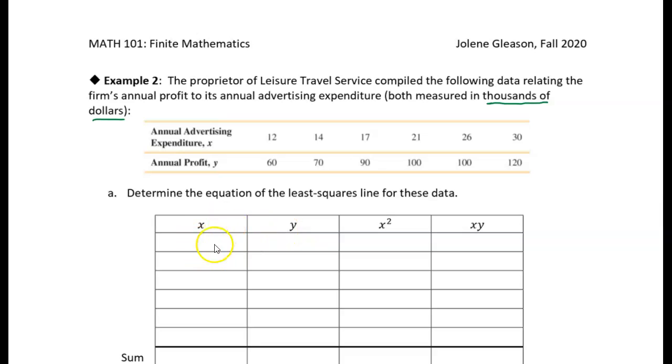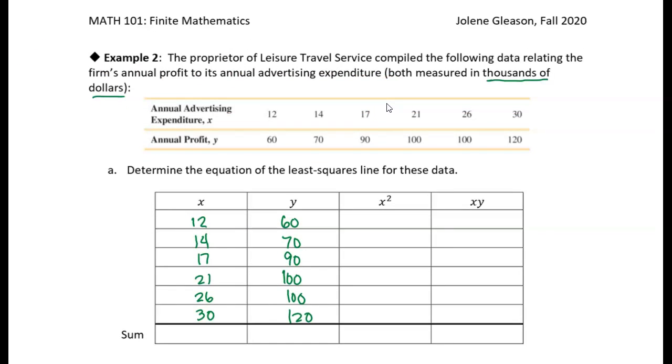fits this data. So I'm just going to take the data straight out of one table and put it in another, okay? So I'm going to put all the x values in here. So 12, 14, 17, 21, 26, and 30. Okay, and then the corresponding y values are 60, 70, 90, 100, 100, and 120. Okay. So now we can fill out the table and come up with all those constants that we need in order to use the formula to solve for the slope and y-intercept of the best fit line.